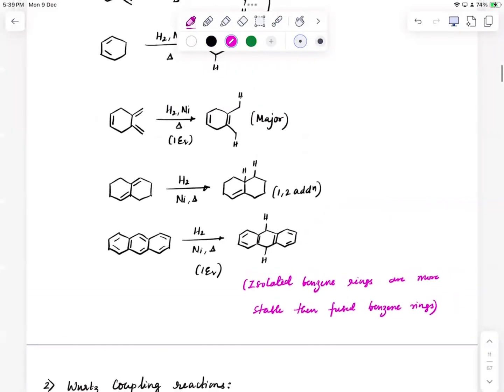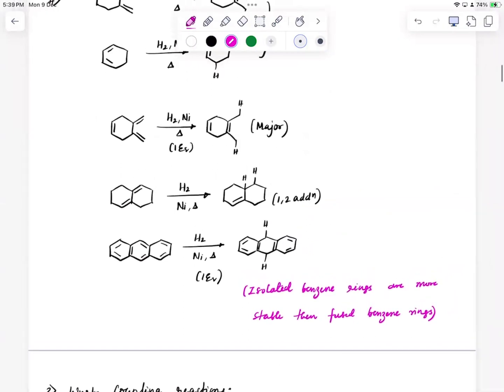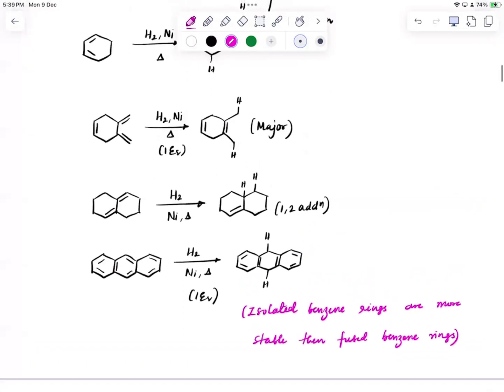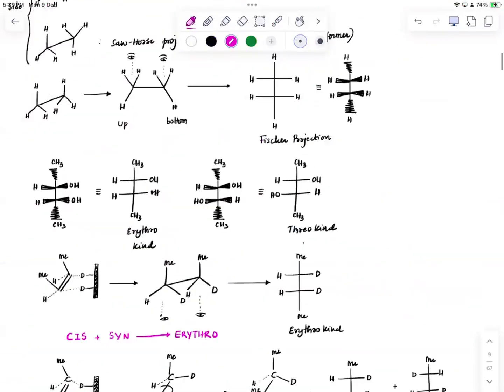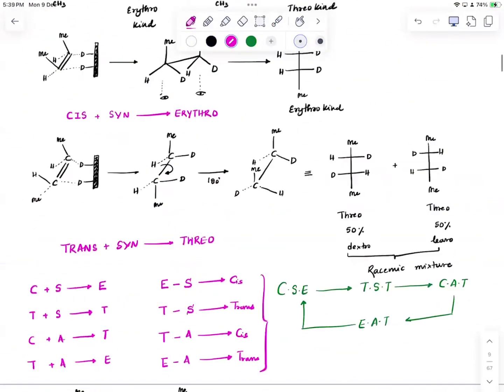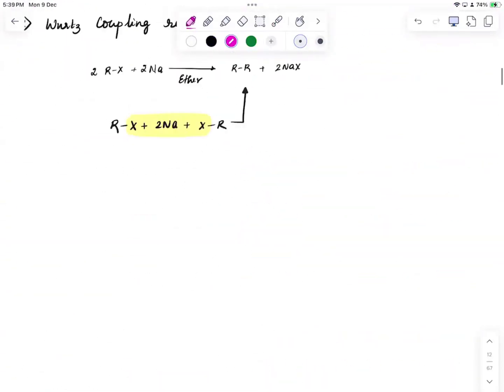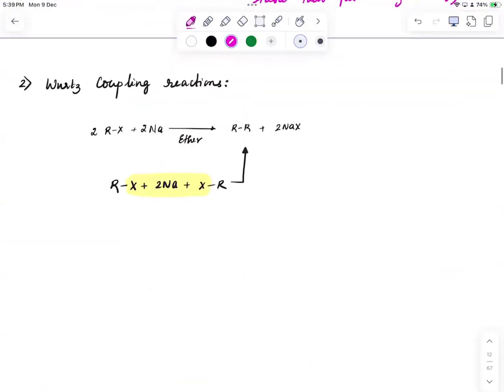Yeah. So I exhausted everything that is to be learned from hydrogenation. So I hope you got an idea about what type of questions can be asked, what the stereochemistry behind it is. Okay. Now let's go to the next reaction, which is called Wood's reaction. So we can prepare alkanes using something called Wood's reaction.